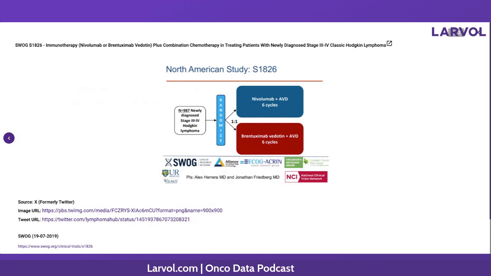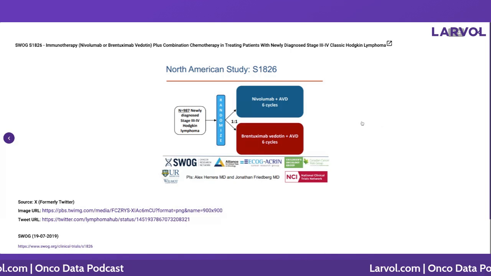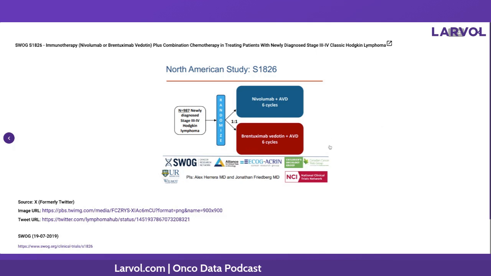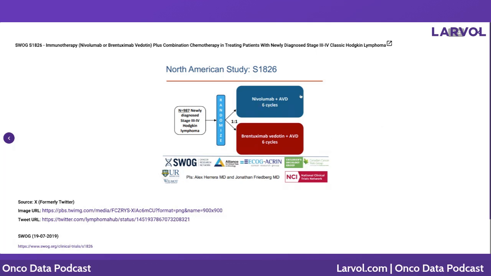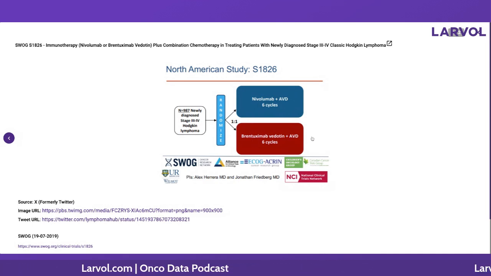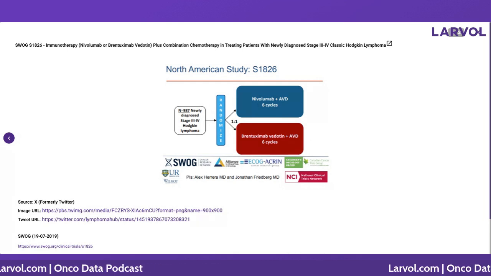So, 1,000 newly diagnosed stage 3 and 4 Hodgkin lymphoma patients, randomized to two groups, Nivo plus AVD versus Brentuximab plus AVD. So you have ICI plus chemo versus ADC plus chemo. Okay, AVD is chemo, right? Yes, it is. All right. That sounds good. So very simple structure.